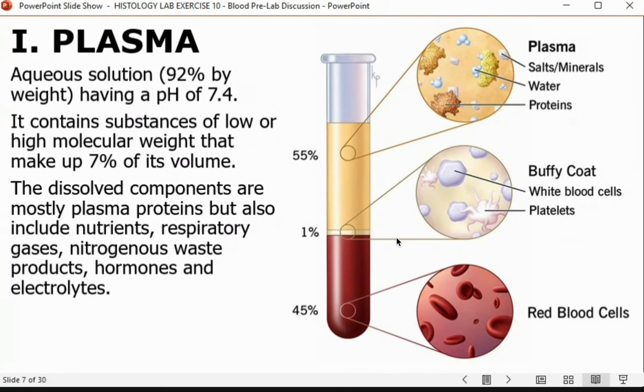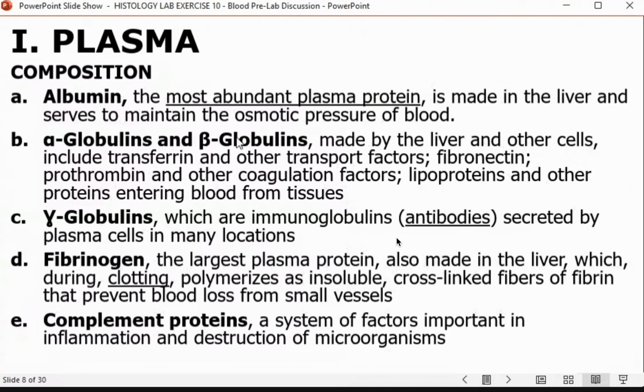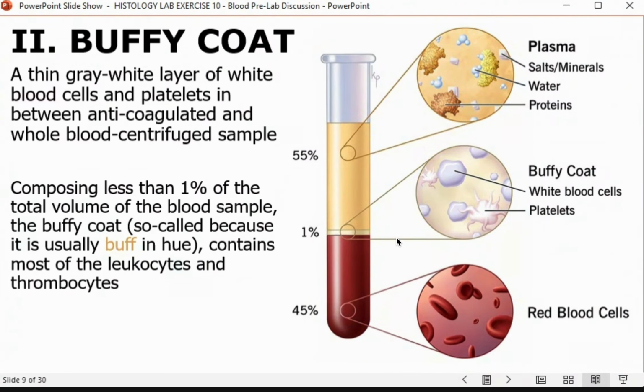So plasma, if we separate your whole blood via centrifuge, your formed elements will be found here from the buffy coat to the red blood cells, while on top would be the fluid portion of your blood, which is your plasma. In your plasma, it also contains salts, minerals, your sodium, potassium, calcium, chloride, your water, and also your proteins like your fibrinogen, albumin. As such, these are your plasma.